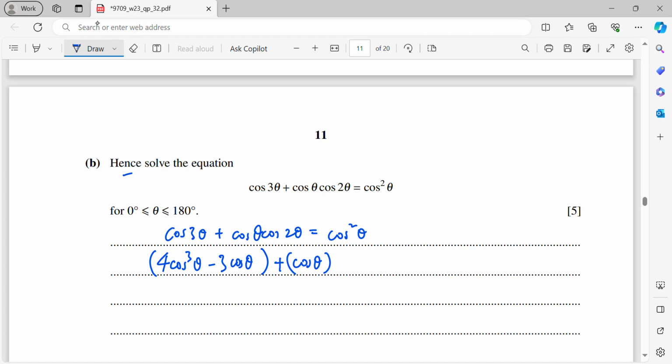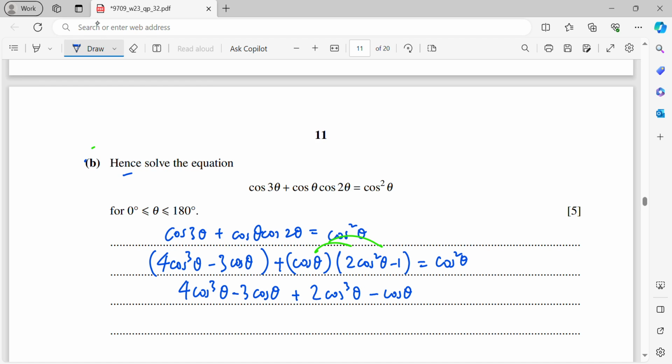Okay, then since you need to solve, it means that you must get the similar term. So the cos 2 theta I will change to 2 cos squared theta minus 1. That equals cos squared theta. So now open the brackets and then do the expansion for the next term. So I will get plus 2 cos cube theta and then minus cos theta.